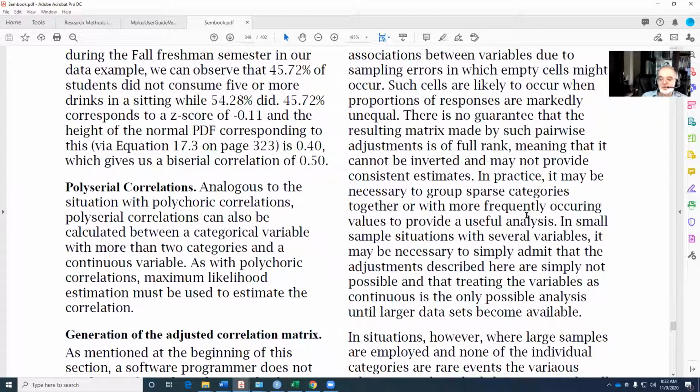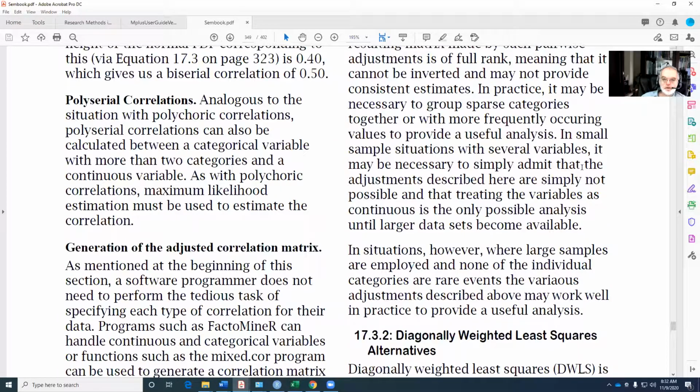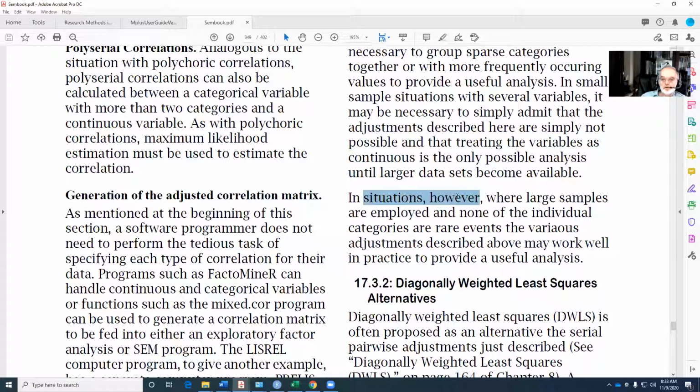So in words, what I mean here is if you have, say, a smaller data set, 300, 400 people, and you have a Likert scale, then maybe you might want to collapse, say, the 4s and the 5s together so that you don't have a very small number of people in each of the levels of the category. And in other situations, we've got a huge sample and none of the individual categories are rare events. Doing these pairwise correlation adjustments and feeding it into a factor analysis might be just fine.